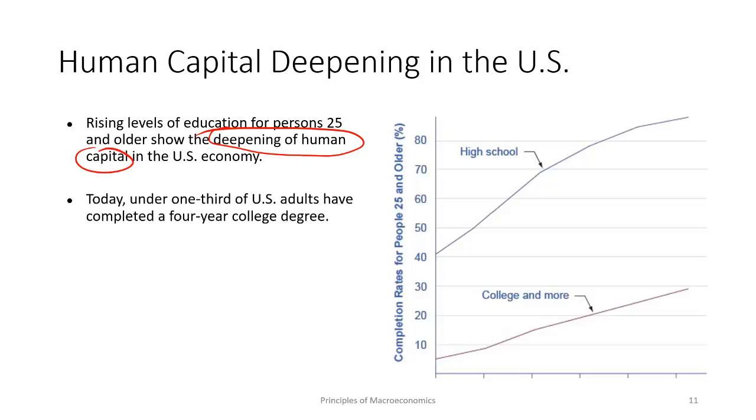At the same time, today, under one third of US adults have completed a 4 year college degree. Which means that there's clearly room for additional deepening of human capital to occur. Still, most of the people in this country don't go to college. So, since you are coming to college, you are one of those few lucky ones who are actively engaged in improving your human capital. As I said, if you have more human capital, there's a good chance you are more productive, and since you are more productive, you can command higher wages in future. And that, I believe, is one of the motivating factors for you to come for higher education.